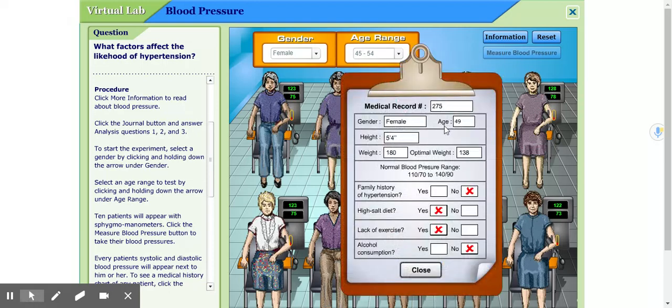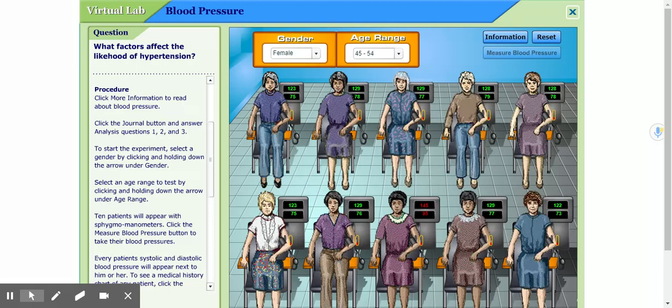Here we have someone of age 49, 5'4", weight is 180, optimal weight is 138, so there is additional weight there. Family history of hypertension: no. High salt diet: yes. Lack of exercise: yes. Alcohol consumption: no. So there are a few things in here that might lead to hypertension.